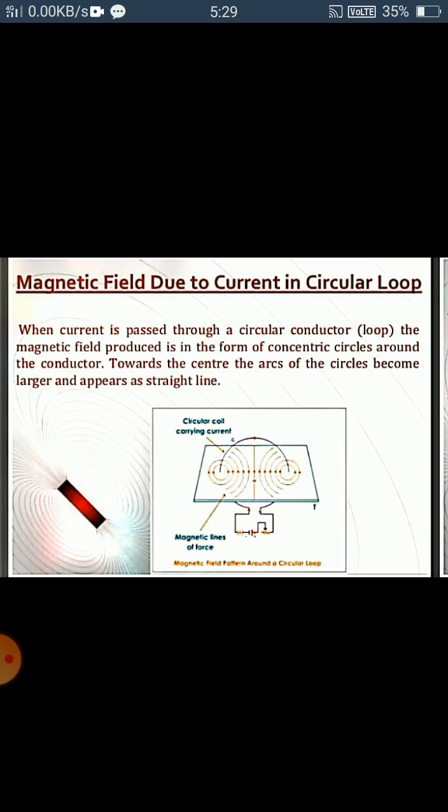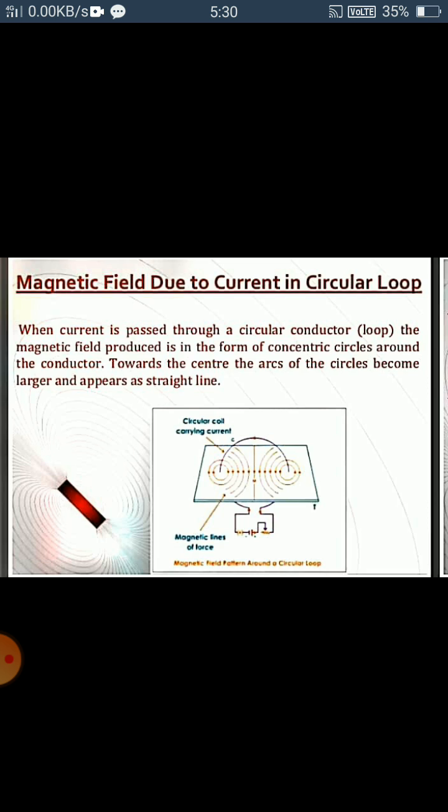So if we have a circular loop and current is passing through it, what will be the direction of the magnetic field? Here you can see that if we look at the right side of the diagram and the direction of the current is upward, make your right hand thumbs up. Your thumb is showing the direction of the current, so you will get the direction of the magnetic field: your fingers are in the inward direction, so the field will be inward.